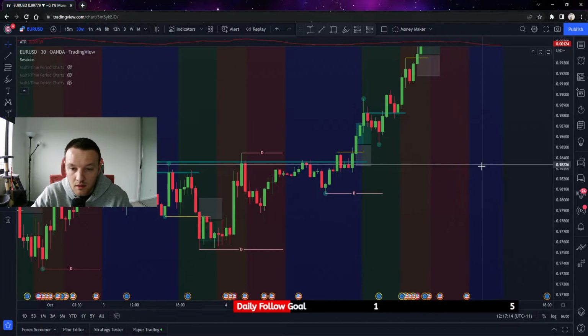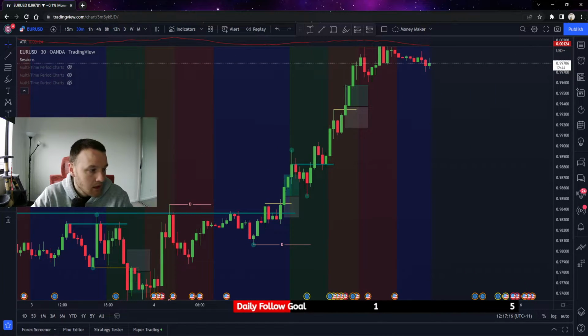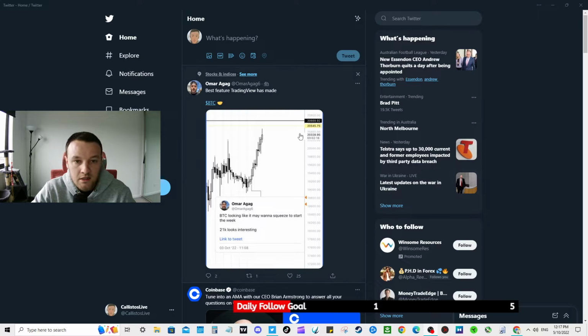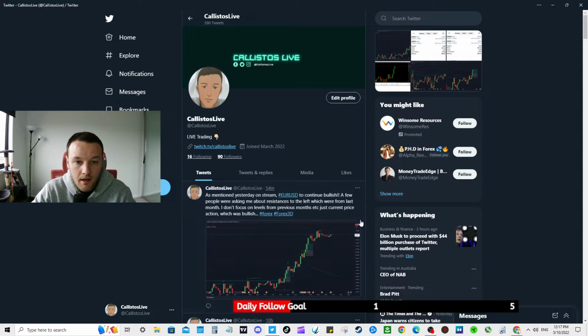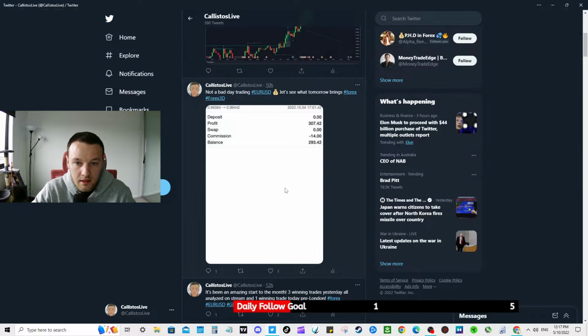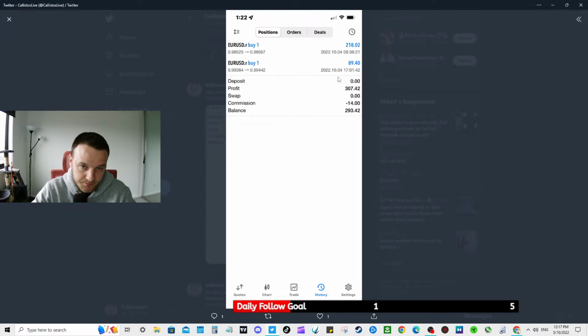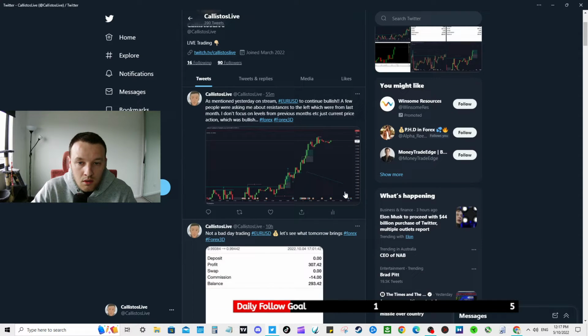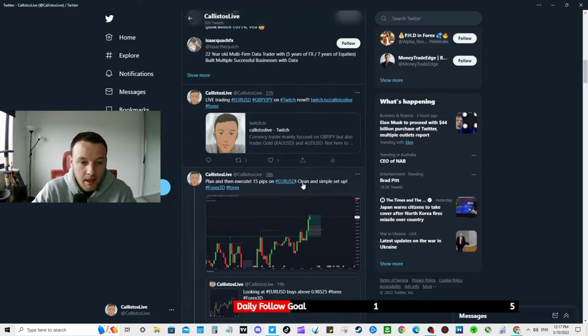This is where I had my 2 winning trades. If I just pull up my Twitter account, can I do that? Yeah, okay. So here's my Twitter account, right? And then here you can see the 2 trades that I had on Euro USD. Made about $300 yesterday, which is really good. And yeah, all my analysis is on there.